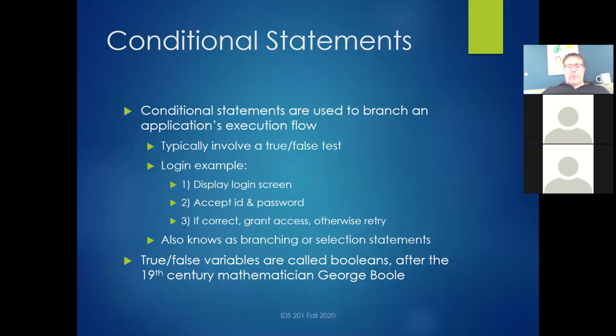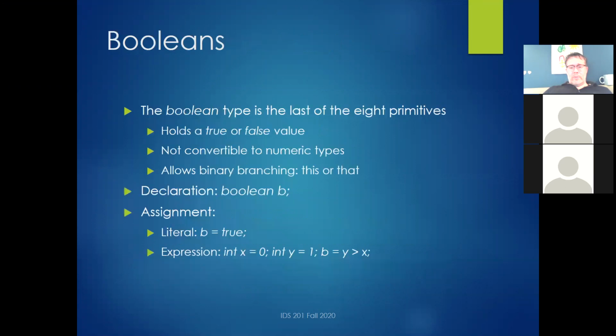So true-false variables are called Booleans, and they're named after the 19th century mathematician George Boole. If you wondered, that's Boolean, that's a weird name. Well, that's why. So they're Boolean variables. Now, Boolean is the last of the 8 primitives. We've seen them all now. We've seen our 6 numeric ones, we've seen char, and we have seen Boolean.